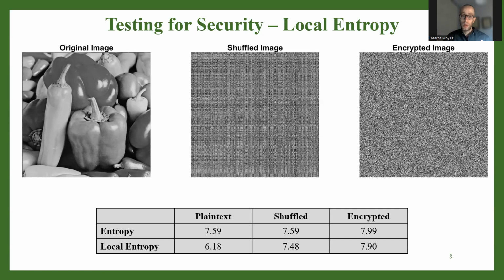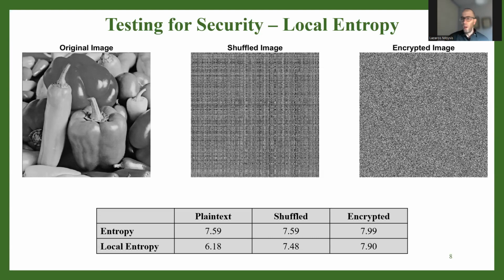Of course, both for the entropy and local entropy, the encrypted image has the highest amount, 7.99 for the entropy, and for the local entropy, 7.90. So in all situations, you should take that for granted. The encrypted image should always have the highest amount of entropy. But for the local entropy, this is what we managed to do here, right? We managed to obtain a higher value for the shuffled image compared to the original image, and this is what we should always achieve. With the entropy as a whole, we cannot achieve that. For the local entropy, we successfully achieve this.